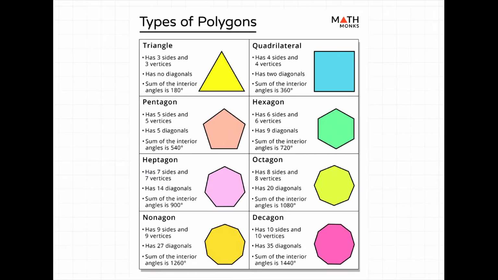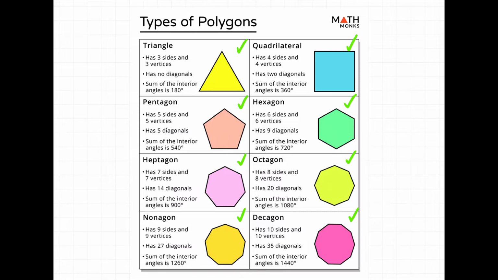Okay, let's look at some different polygons and how they're classified. So how are they classified? Well, usually by the number of sides. So you can see up on the top left, we've got 3 sides, which is called a triangle. And on the right of that, we've got 4 sides, that's a square, which is called a quadrilateral. The next one on the left, below the triangle, is a 5-sided polygon, which is called a pentagon, followed by a hexagon, heptagon, octagon, nonagon, and decagon.